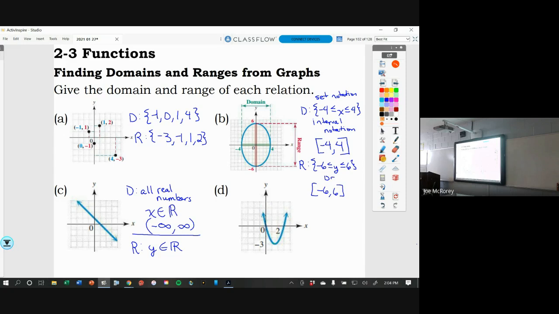Let's go to D. Domain is all the numbers. x is an element of the reals, good. And the range would be y is greater than or equal to -3. Perfect. It started here and it got bigger.